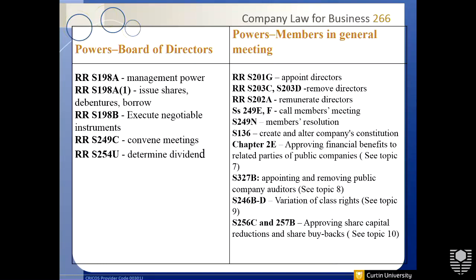Next, we look at Section 327B, appointing and removing public company auditors. 246B to D, variation of class rights. All this we'll be seeing later, or we'll be dealing with it at a later time. And also approving capital reduction and buybacks.